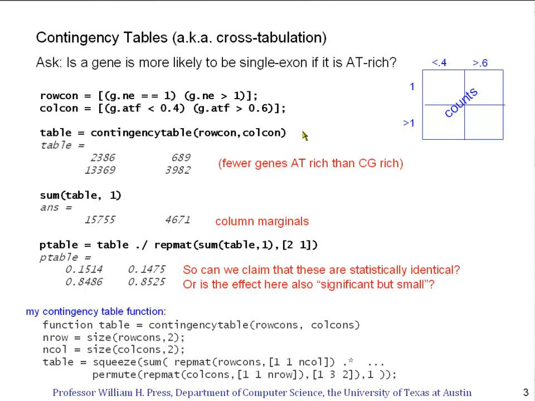Now it turns out that this contingency table function here doesn't actually exist in MATLAB. MATLAB has a contingency table function, but it doesn't put out the output in a format that I like, so I wrote my own here, and this is one of these MATLAB things that you'll have to decode from the inside out, because it has repmats, repeats of rows or columns of matrices, and sums and squeeze and permute, and I'll leave it as an exercise to you to figure out how this works if you're a MATLAB coder.